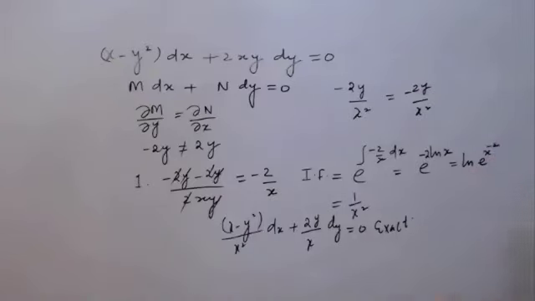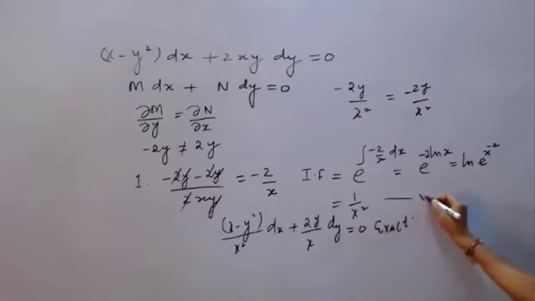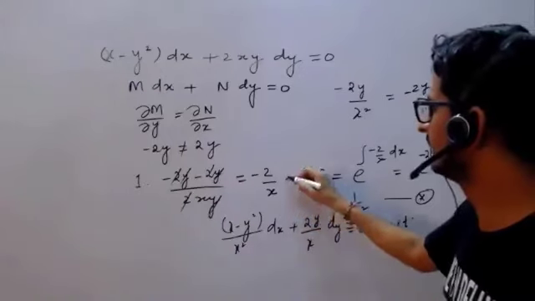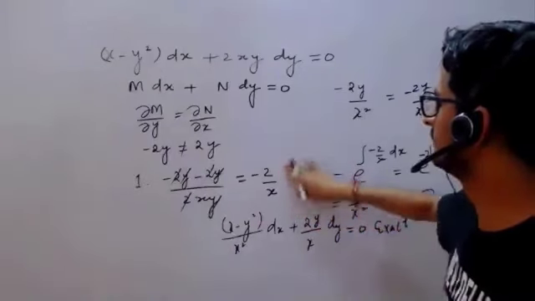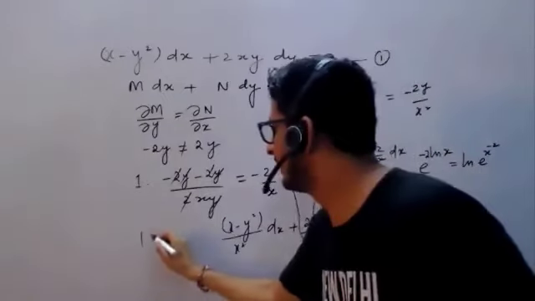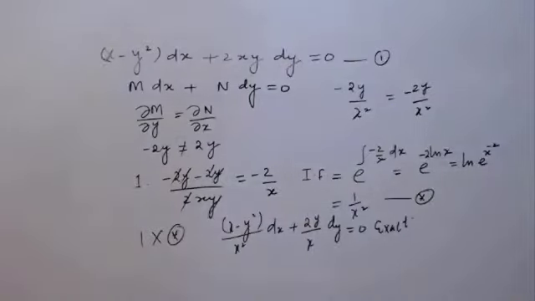So it will become 1 by x square. Which step are you asking? The step below 1 by x square, sir. Yes, okay. So write this as star and this as equation 1. So I have multiplied this by star. Correct? Yes sir.